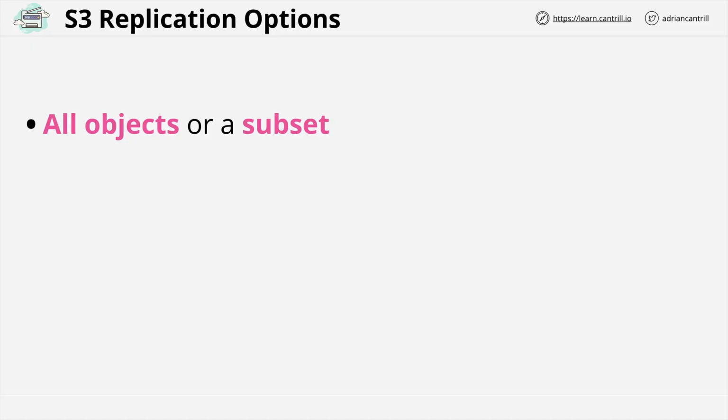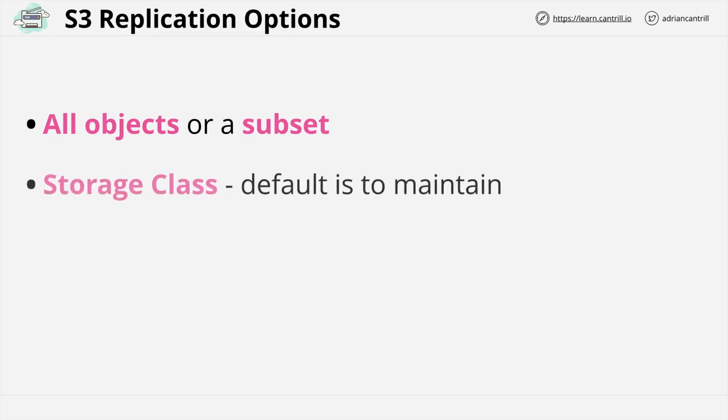You can also select which storage class the objects in the destination bucket will use. Now the default is to use the same class, but you can pick a cheaper class if this is going to be a secondary copy of data.